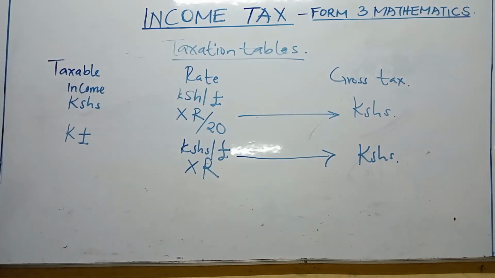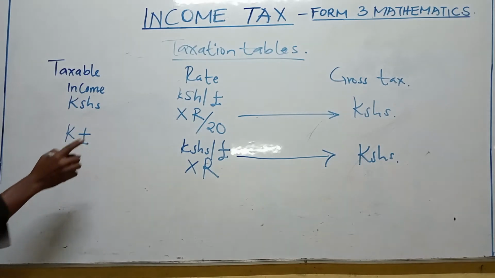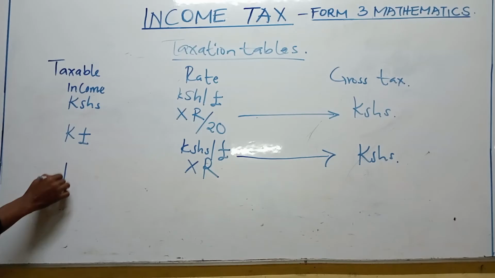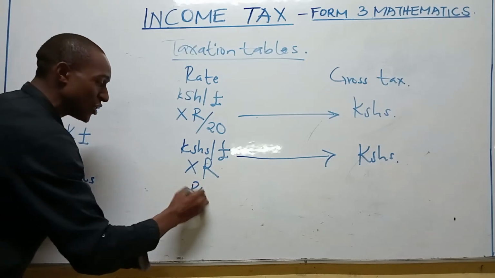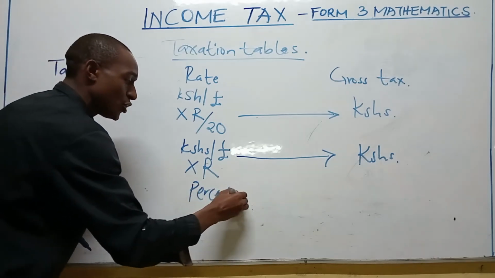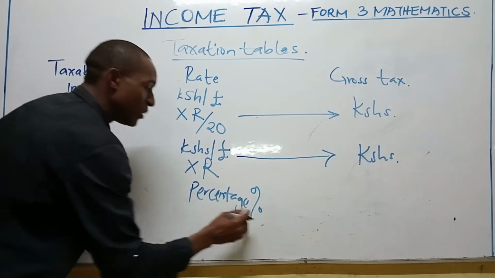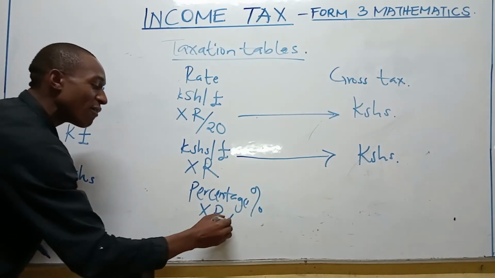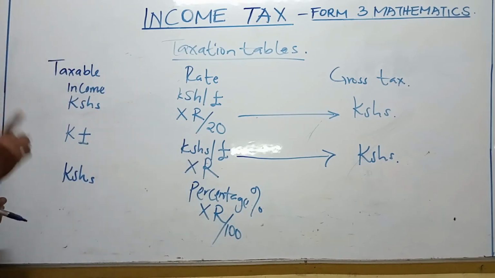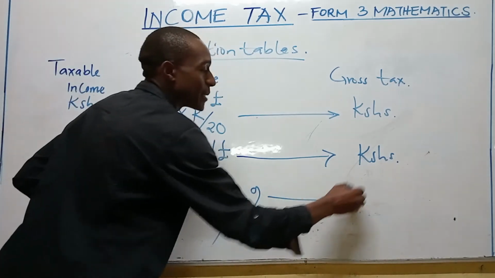Case number 3, and the last one. If your taxable income is in Kenya shillings, and the rate is a percentage, whereby you will be given the rate in percentage, you will multiply with R over 100, and the result will be Kenya shillings.